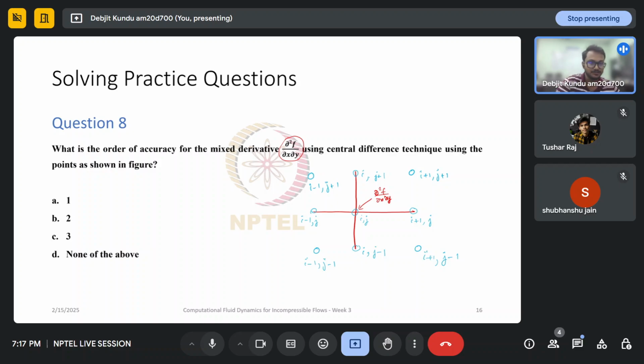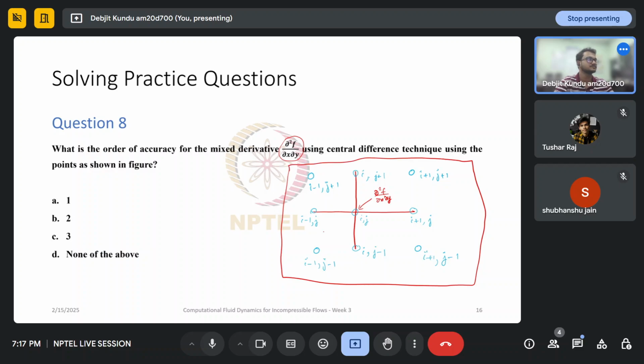And the catch over here is that I can only use the points that are shown in the figure. So there are 9 points shown in the figure, right? i, j is the original point. I can use 3 to the left of it, 3 to the right of it, 3 above, and 3 below.